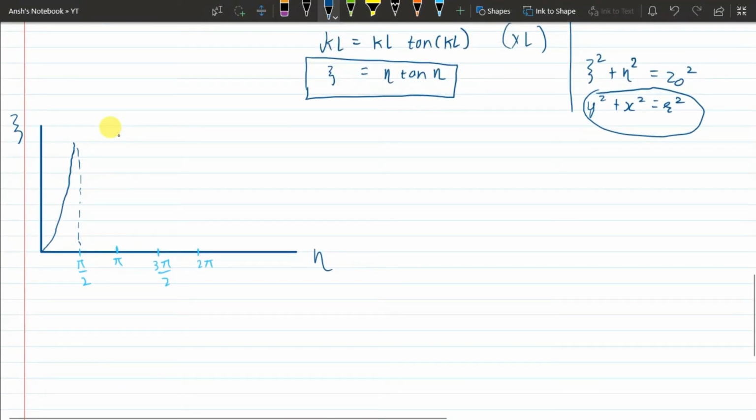So in the region of pi by 2 to pi, Xi will have negative values, but since we are not interested in that, we won't plot them. And then again from pi to 3 pi by 2, they'll have this sort of solution. Again, Xi approaching infinity as eta approaches 3 pi by 2, and so on and so forth. This will keep on going, but this is what we see.